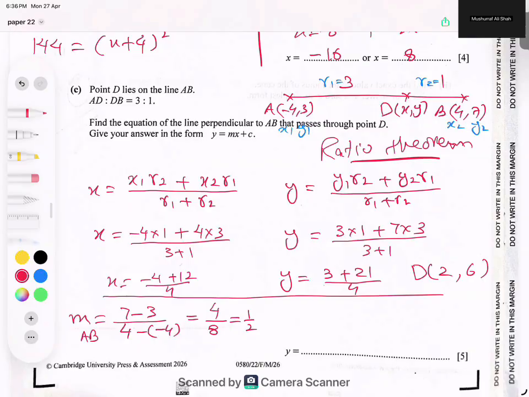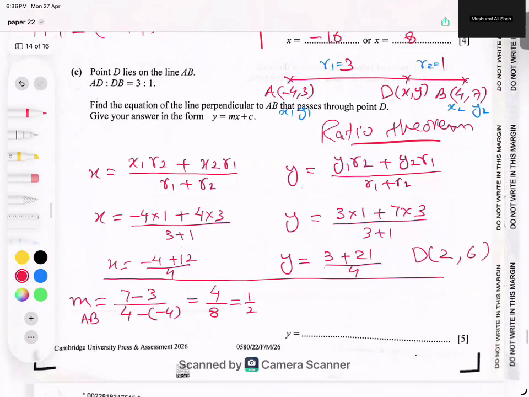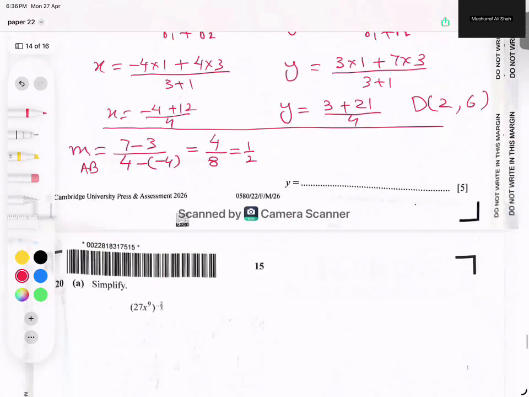And my question: have you done the vector concept? Look now, I give you an idea here. If one line has a gradient of positive 3 by 2, the other one is called the negative reciprocal. 2 will go up, 3 will go down, and the sign will change.